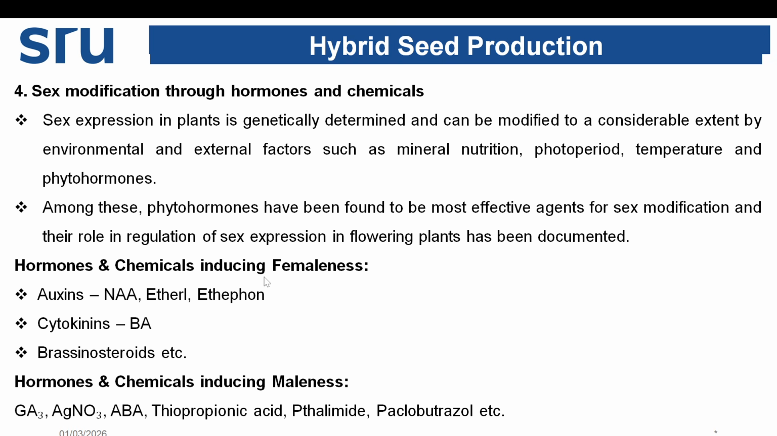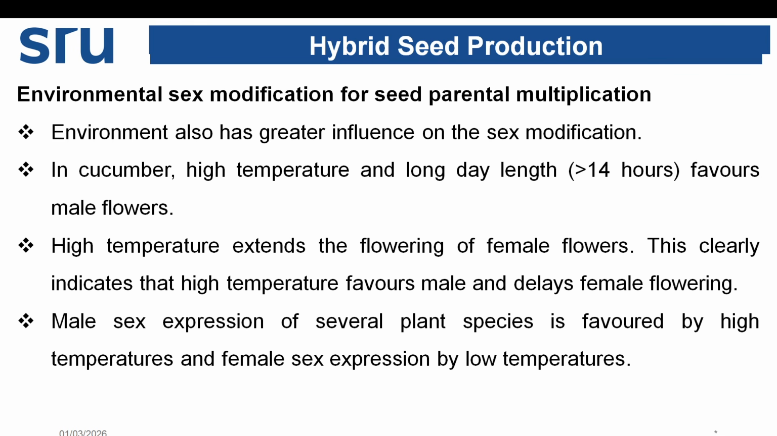Hormones and chemicals inducing femaleness are auxins, naphthalene acetic acid, ethrel, ethephon, and cytokinins like BA, then brassinosteroids. Hormones and chemicals inducing maleness are GA3, AgNO3, ABA, thiopropionic acid, thalidomide, and paclobutrazol. So these are some hormones and chemicals. Then, environmental sex modifications for seed parental multiplication.